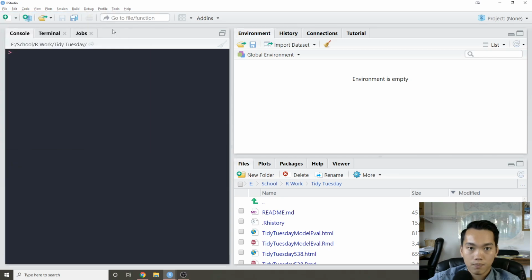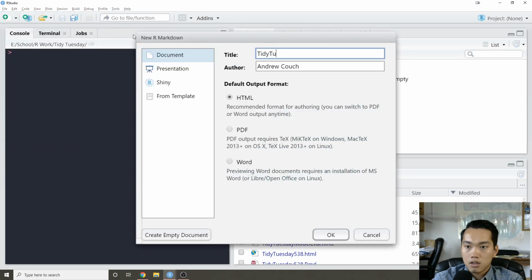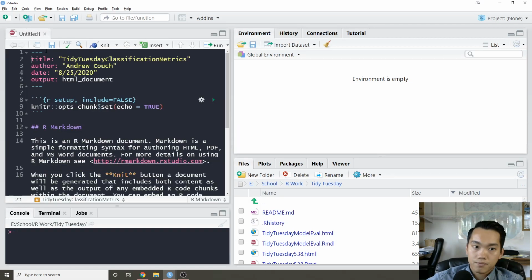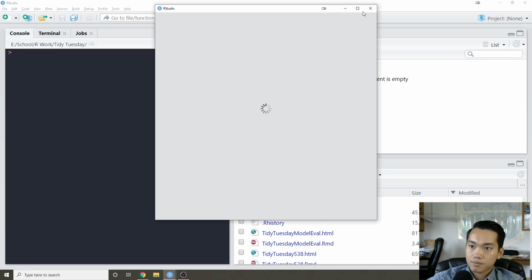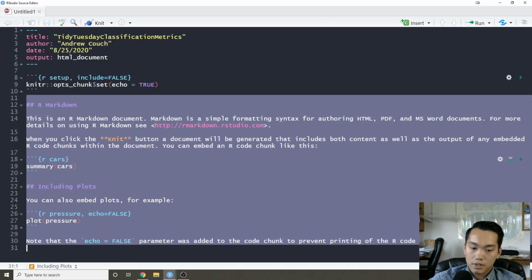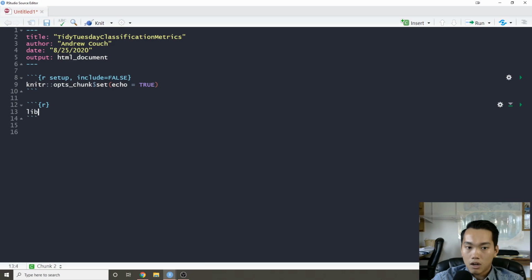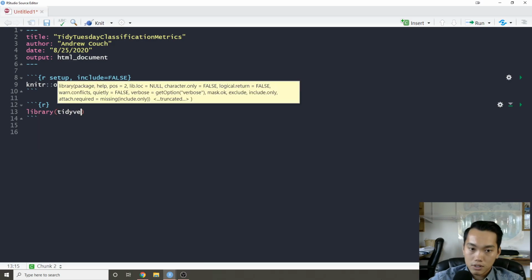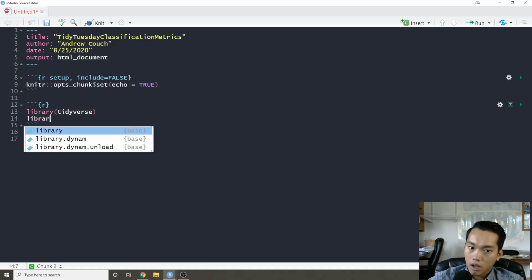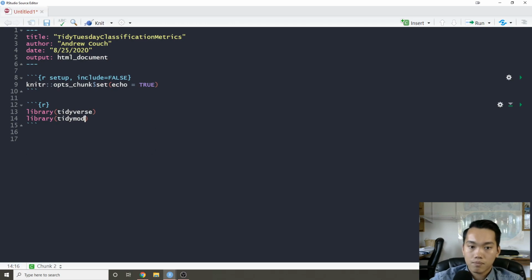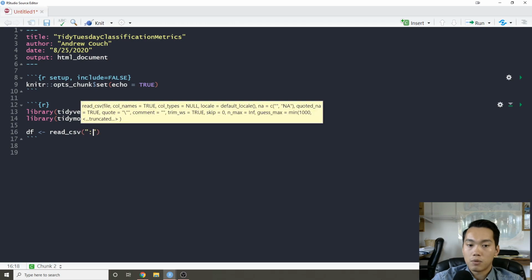So let's open up an R Markdown file. I'll call this Tidy Tuesday classification metrics. I'm going to delete this garbage. I'm going to open up the Tidyverse. Was it Tidymodels? And we're actually going to be using the same data set from last week's video, which is the customer churn data set.